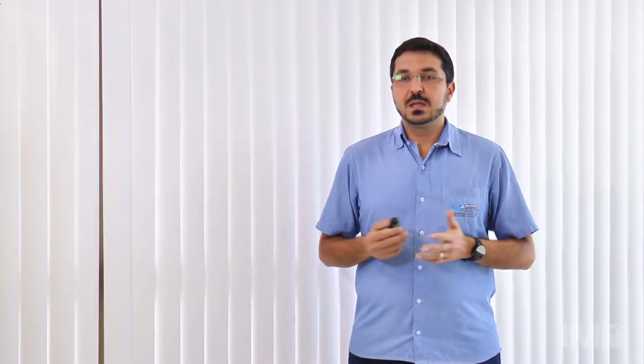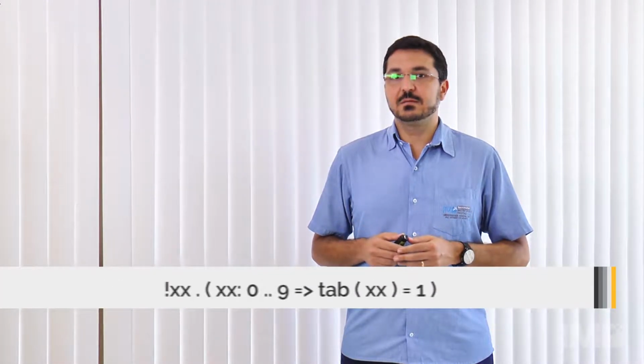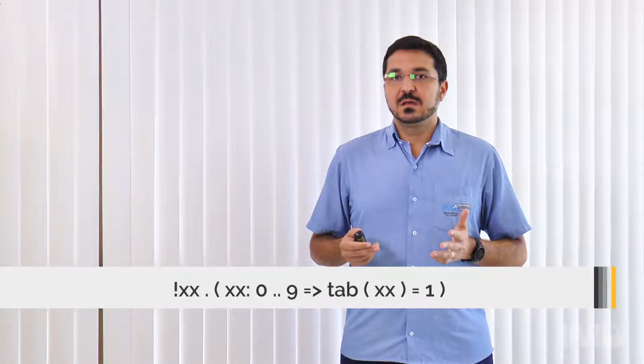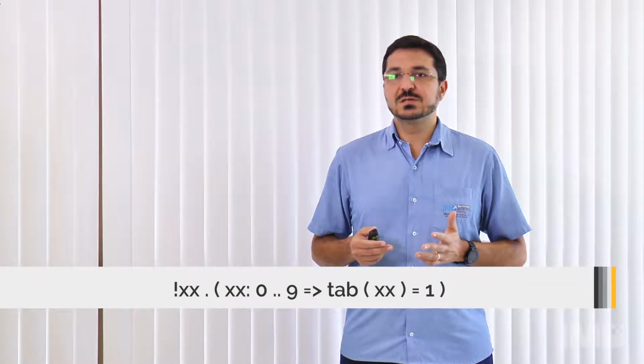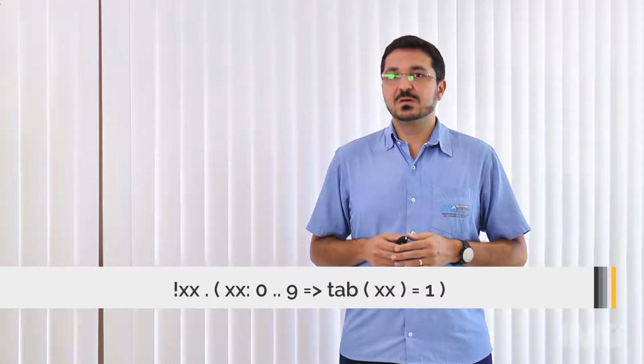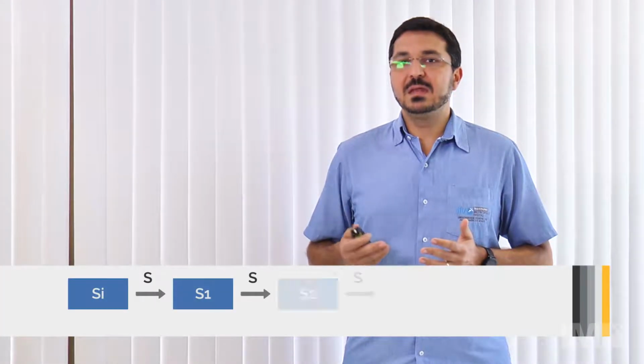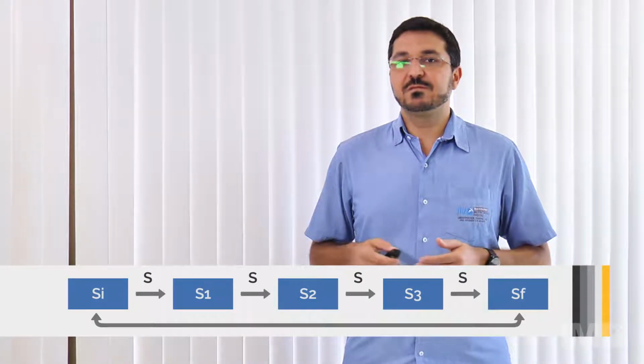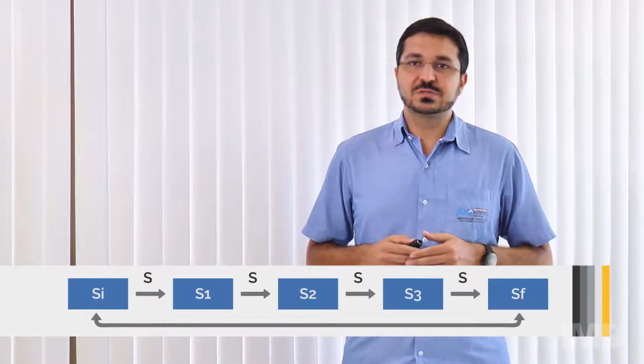With this specification, however, we cannot yet guarantee the correctness of the loop. This correctness is related with a requirement, the postcondition of the loop. In our case, the postcondition of the loop is the following predicate. For all xx, if xx belongs to the set ranging from 0 to 9, then tab at position xx equals 1. The loop execution will have an initial state and may have many intermediate states until we reach the final state of the loop that satisfies this postcondition.